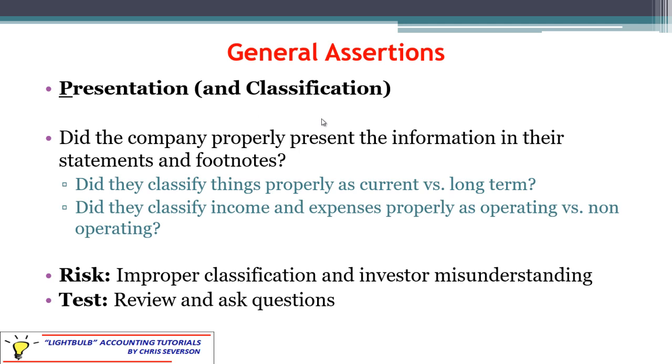Presentation and classification. Did the company properly present that information that happened throughout the year? Did they put it in their statements and footnotes? Is it easy for a user to see that and understand what they're trying to communicate? Did they properly classify things that were current or long-term, assets or liabilities, for example? Did they properly classify income and expenses as either operating or non-operating? So management is making an assertion that, hey, we did present everything properly.